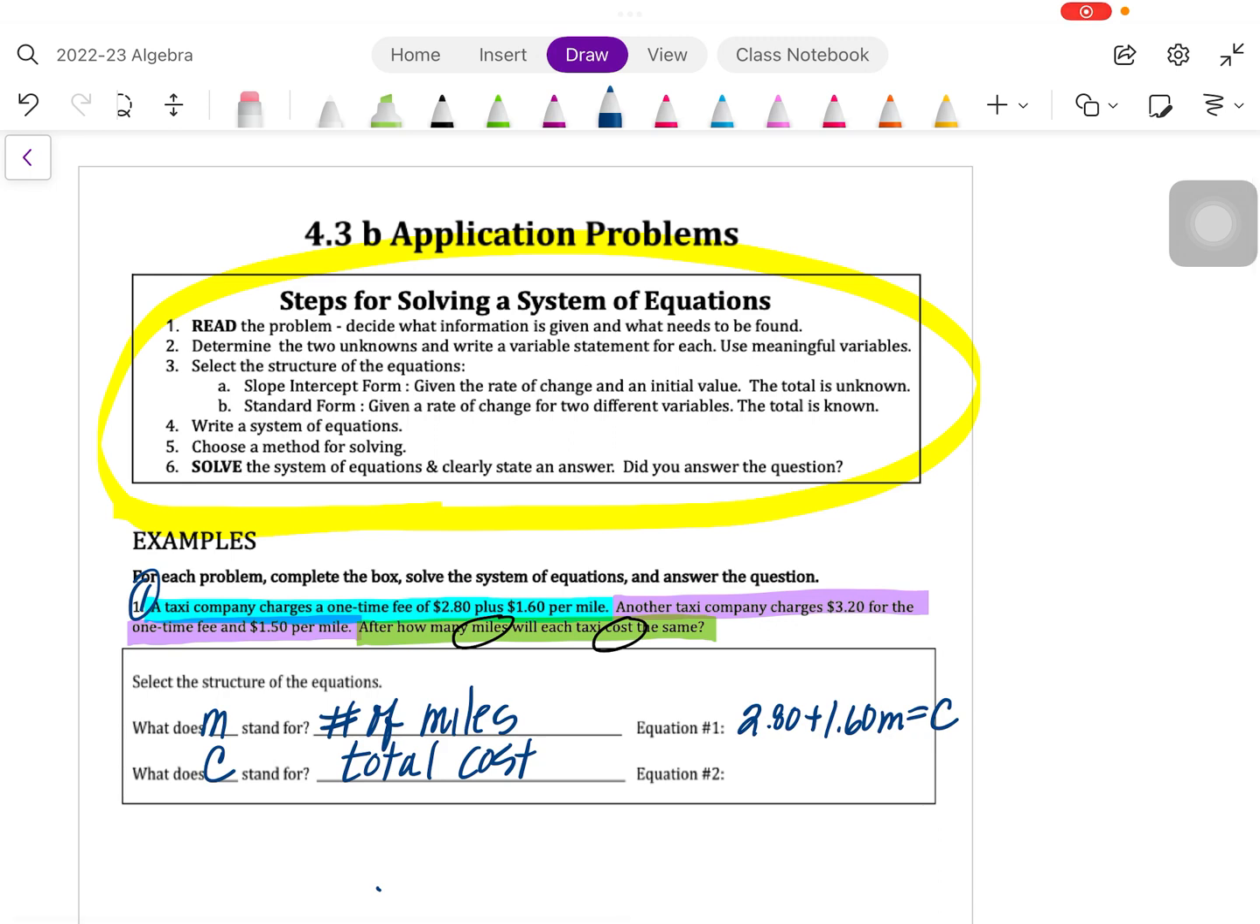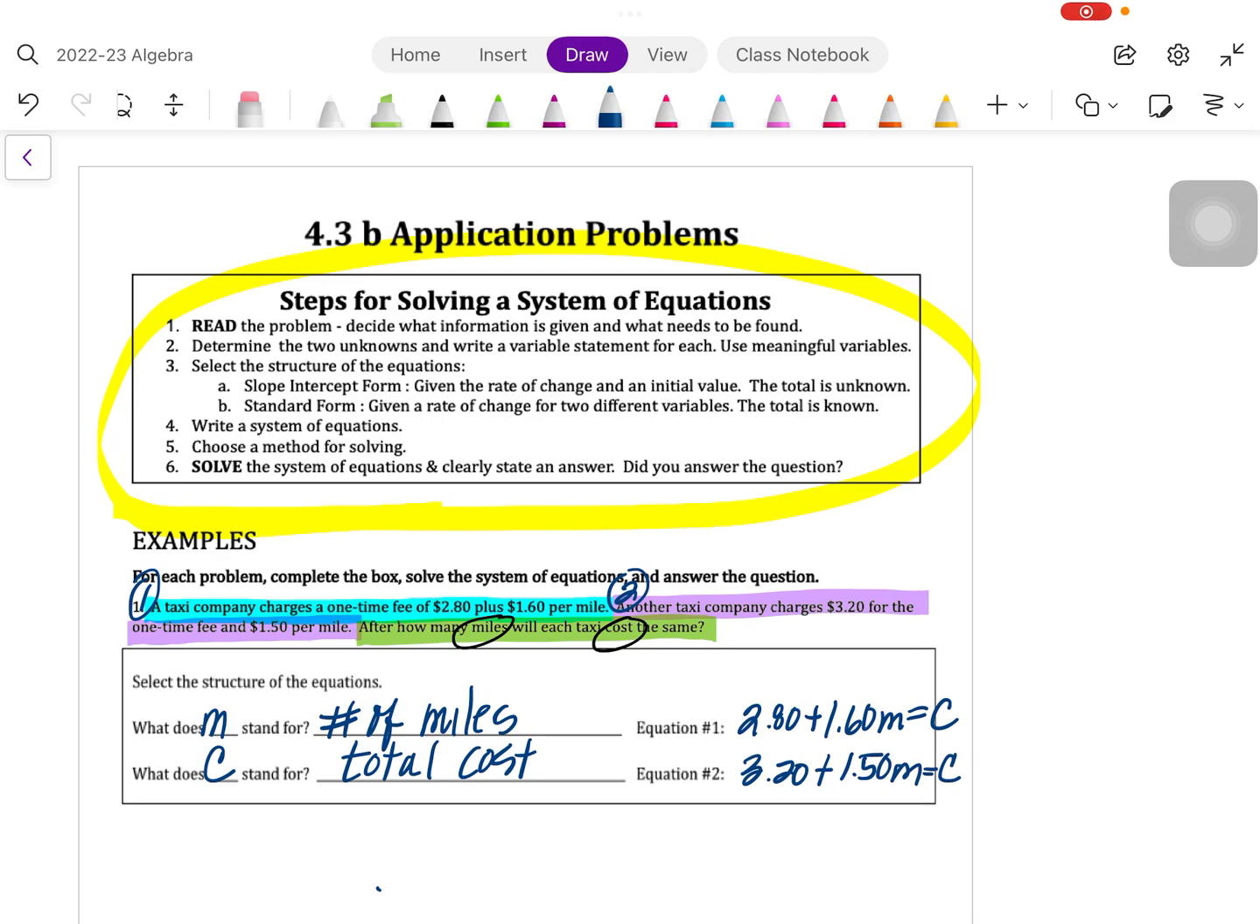So like here I might say, well, actually, I'm just going to go ahead and leave it the way it is because I'm going to write it as I read it. So for equation number two, this is for the second company. They charge $3.20 for the one-time fee, and $1.50 per mile is my total cost.